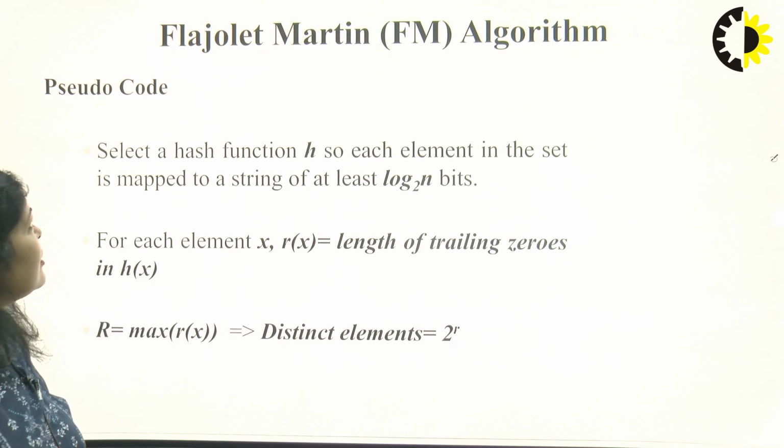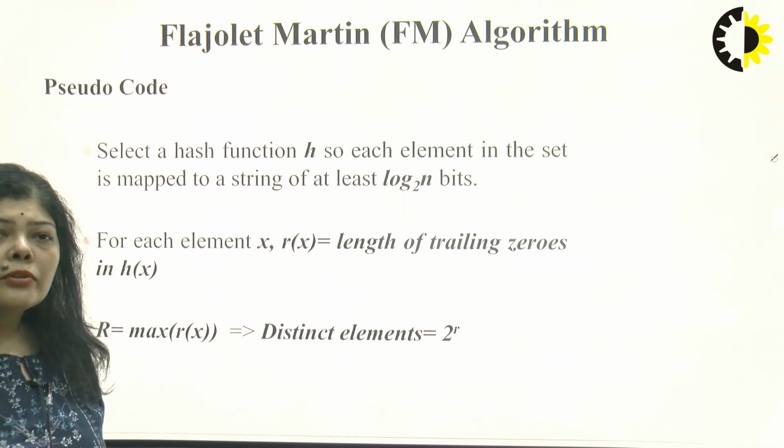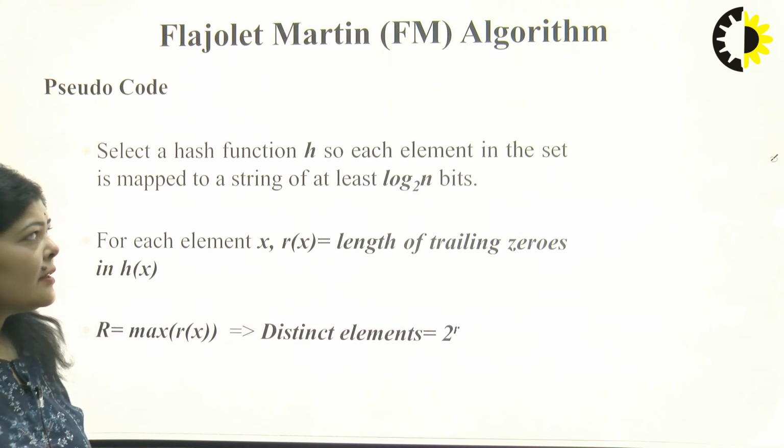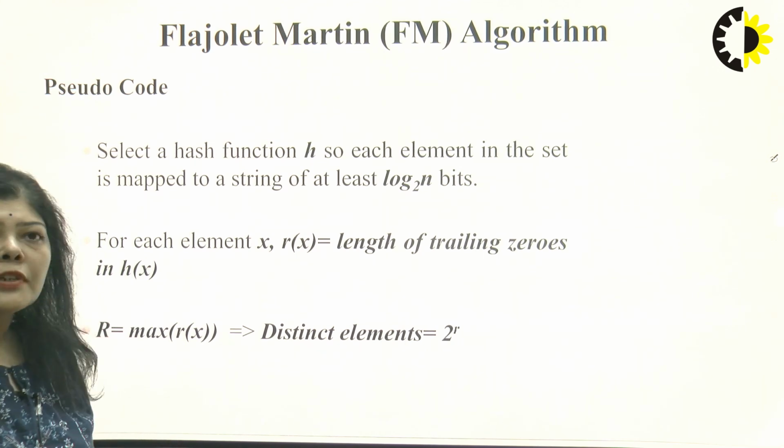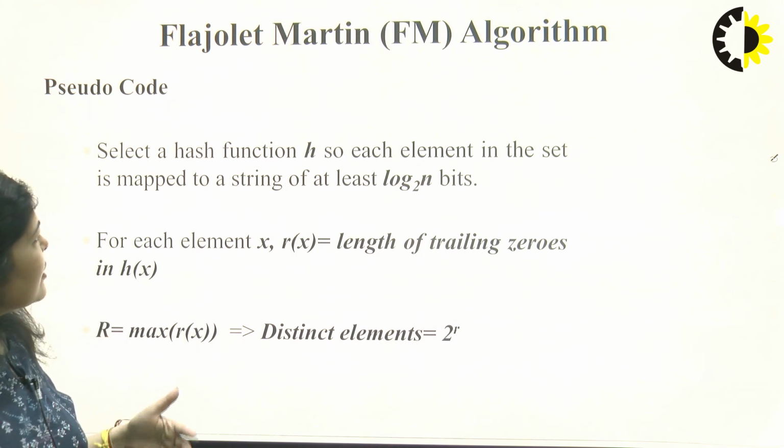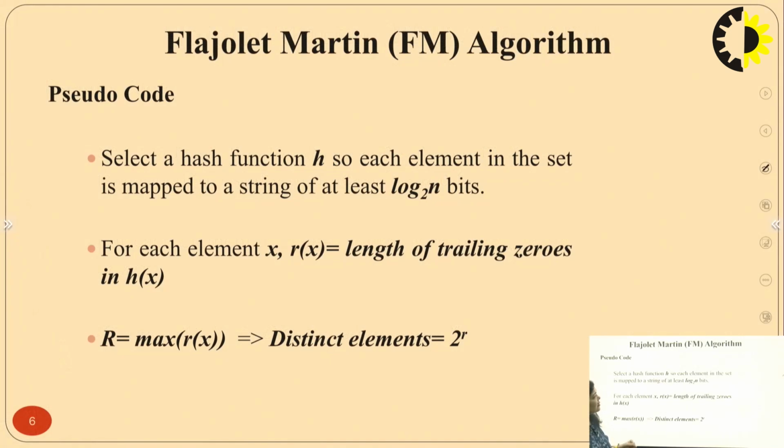The advantage we will talk about later in this presentation. Now this is the pseudocode of the FM algorithm. The first step is to select an appropriate hash function h, and each element in the set is mapped to a string of at least log n bits by this hash function. So we take the elements and apply the hash function h which we have selected. There could be more than one hash function we can choose for the algorithm to work, and whatever output we get from applying the hash function to the element, we save as a string.